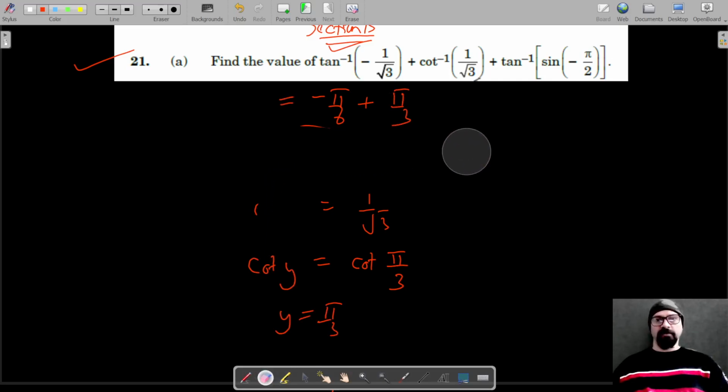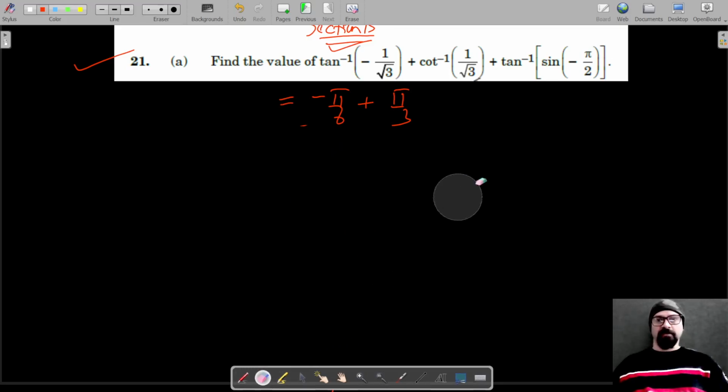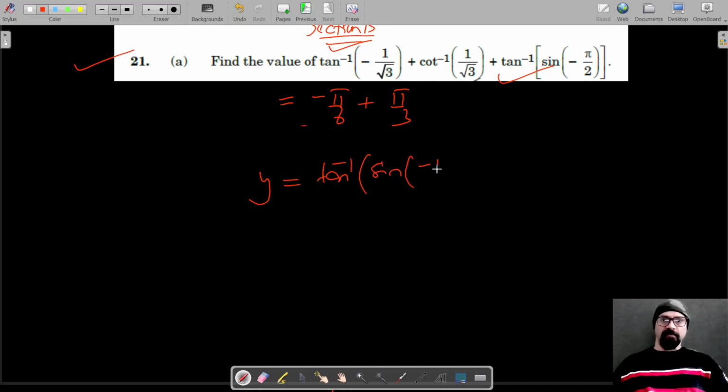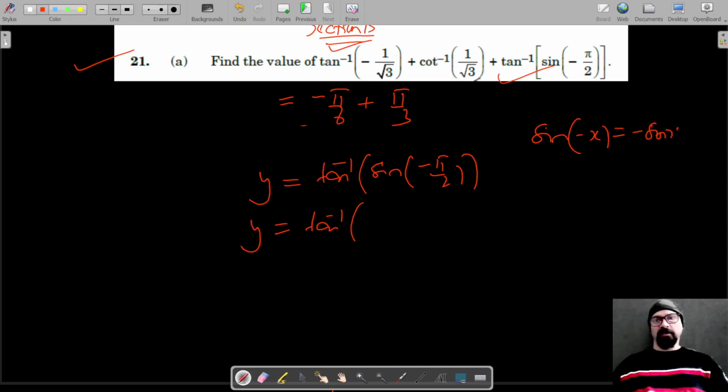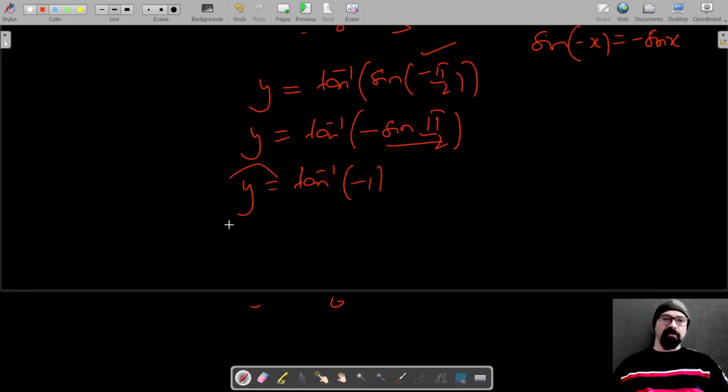Okay, now let's find out the value of this tan inverse. So let's say y is equal to tan inverse of sine of minus pi by 2. I can write it as y is equal to tan inverse. Now sine of minus x is equal to negative sine x. So this becomes a negative sine of pi by 2. And sine pi by 2 is sine 90, which is 1. So this is 1. And now this can be written as tan y is equal to negative 1.